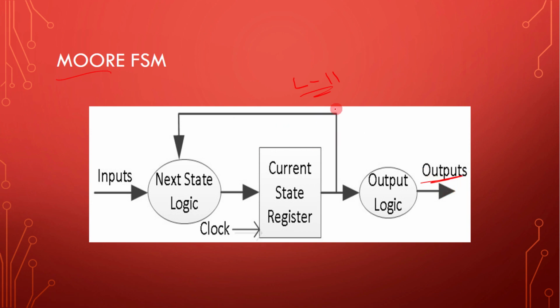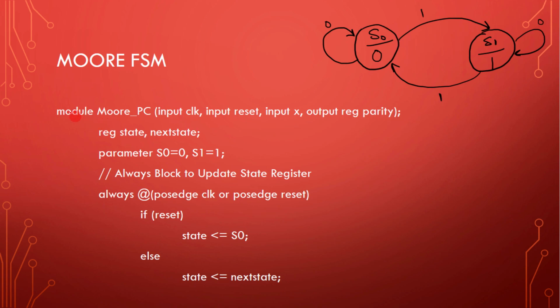So let us implement our Moore type parity checker circuit in Verilog. Here you are declaring a module Moore parity checker. These are your inputs and this is your output. Here again you are declaring your variables. This is state and this is next state. This state represents your current or present state, and these are the parameters representing your states S0 and S1. As you have only two states, you need only one bit to represent your states.